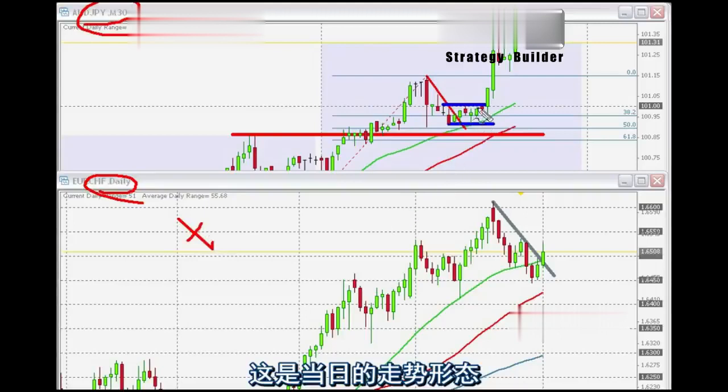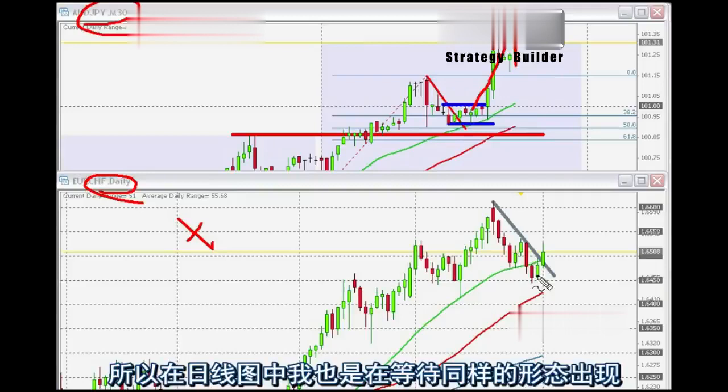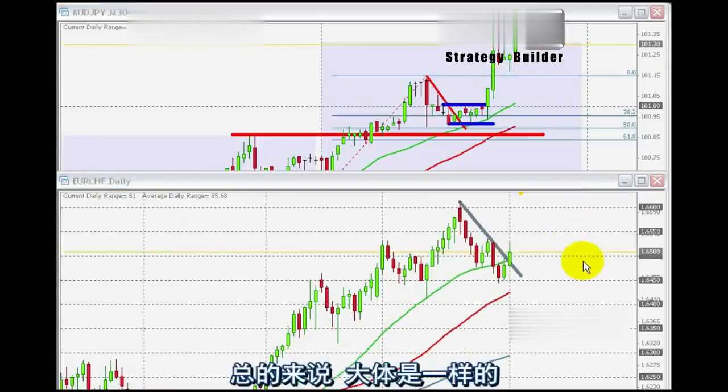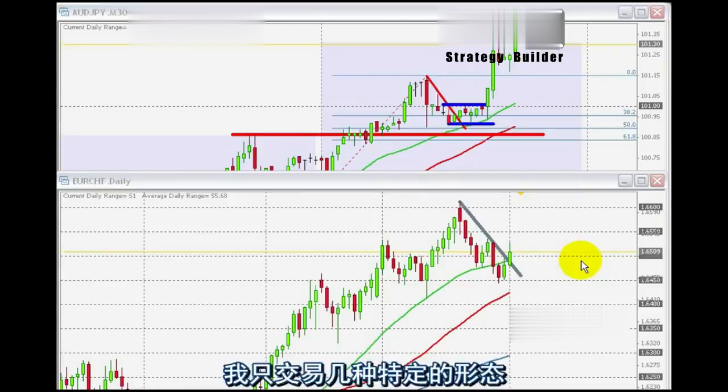But this is what's happening in the intraday action. I am basically looking for the same kind of move, but in the daily chart, so it's going to take more days to unfold. But nonetheless, it's a very similar setup. Like I say, I trade very few setups.